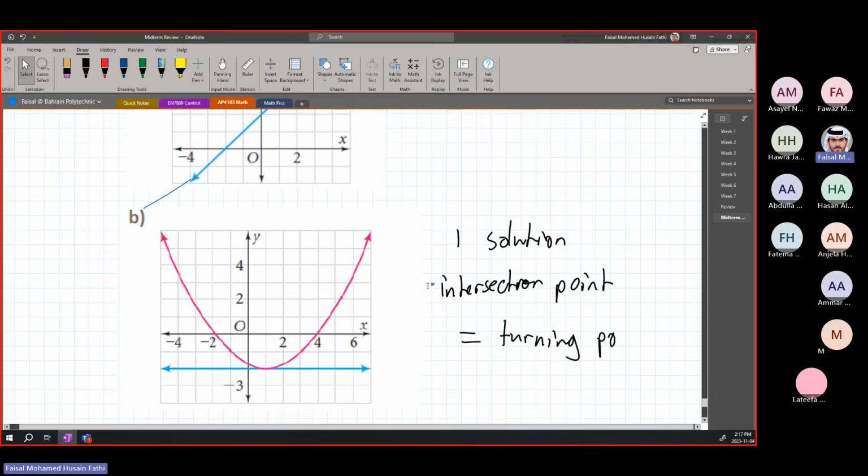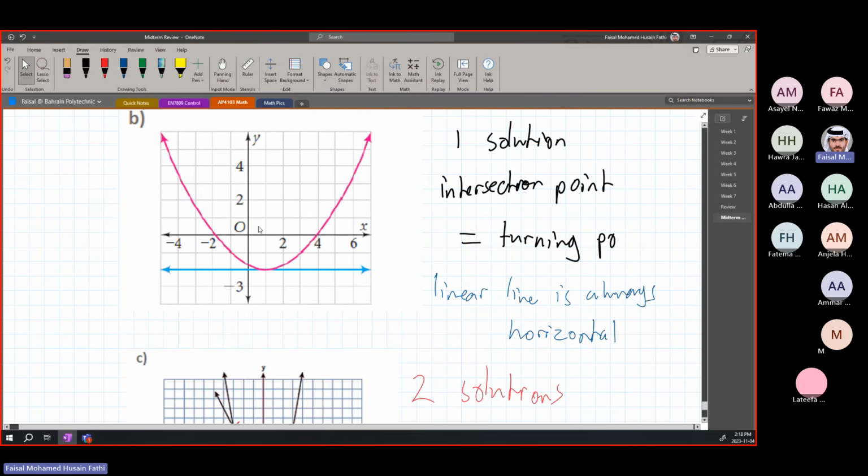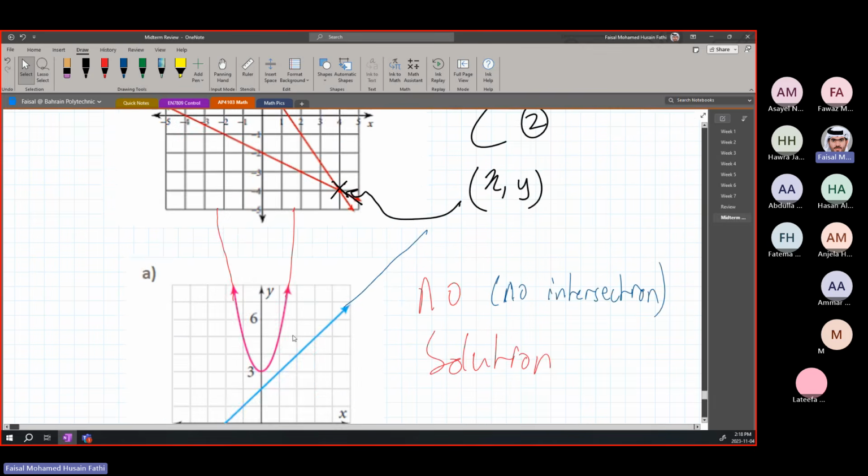One more point I want to mention. In the case of B, one solution, the linear line has to be horizontal. You don't need to know this, but it helps you understand a bit more. The linear line is always going to be horizontal because it touches the turning point only. Logically, it can only intersect at one point when it's horizontal, because if it was at a slope or an angle, there would have to be double intersection points, or in this case no solution.